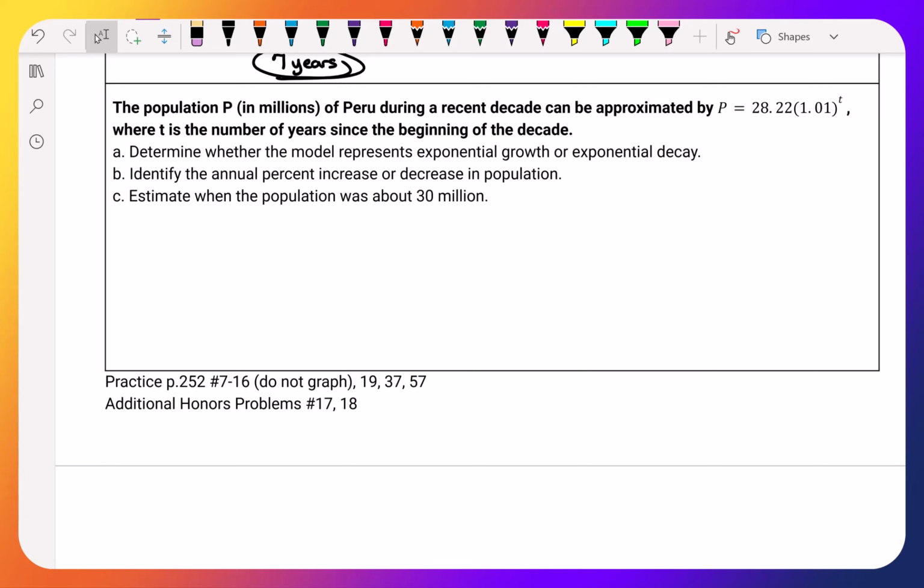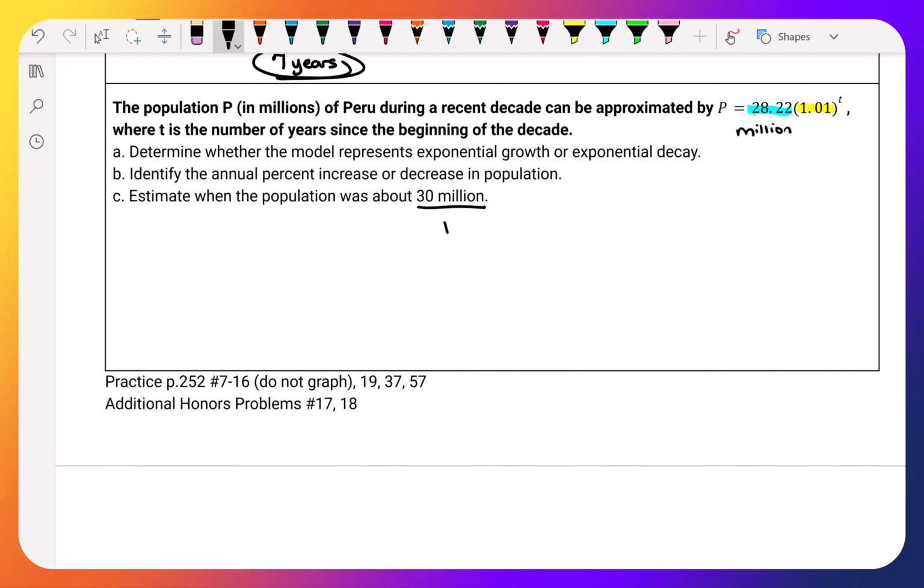All right, so to the last example of the day, we're talking about population in millions. Now, typically population is a growth. It doesn't have to be, but in this case, it definitely is a growth. I can look at it and tell right here. We also need to pay attention that this is not actually 28.22. It's 28.22 million.